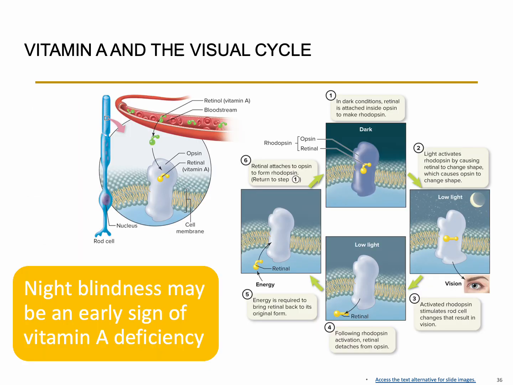This slide looks at the details of how vision works. The rods pull retinol from the bloodstream to convert to retinal, so retinol to retinal. And when we have less light, the retinal binds to a protein called opsin to form rhodopsin.